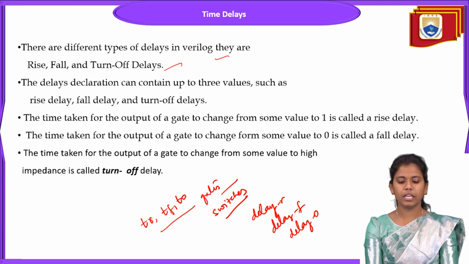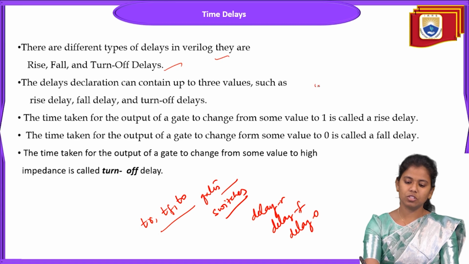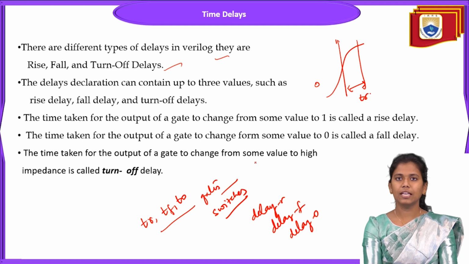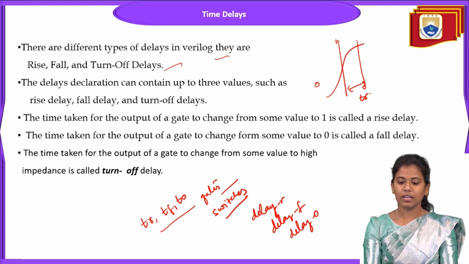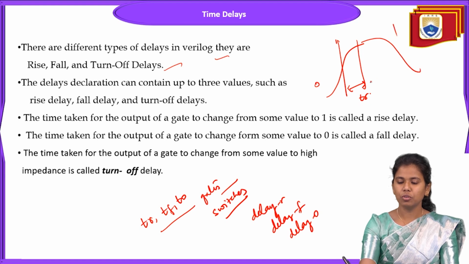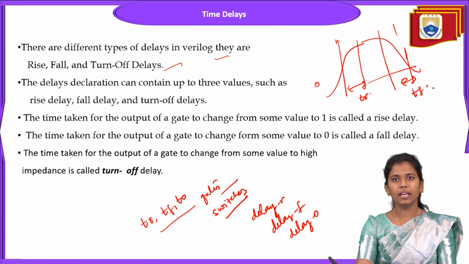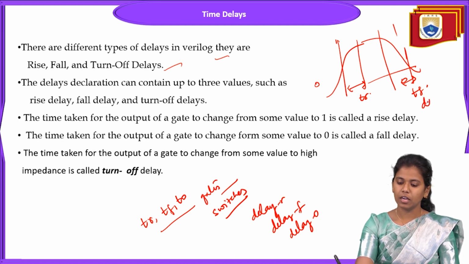The time taken for the output of the gate to change its value from 0 to 1 is nothing but the rise time. The delay pertaining to this rise is the rise delay. And the time taken for the output to change its value from 1 to 0 is called the fall time. The delay associated with this time is the fall delay.